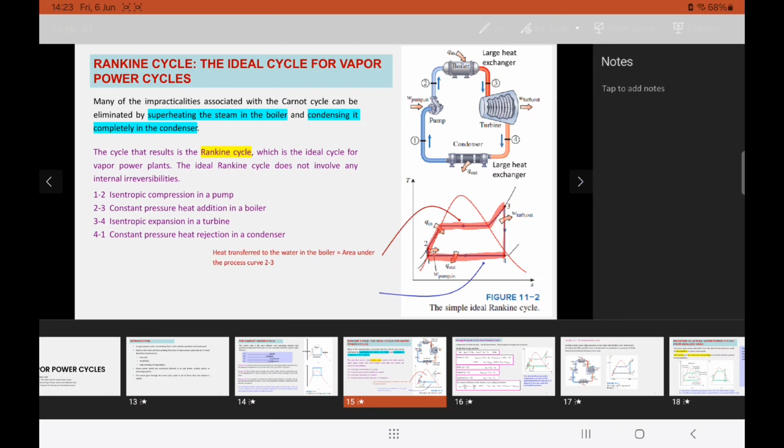As you can see, the area under the process curve from point 2 to point 3 is equivalent to the heat transferred to the water in the boiler. And the area under the process curve 4 going back to 1 is equivalent to the heat rejected in the condenser.